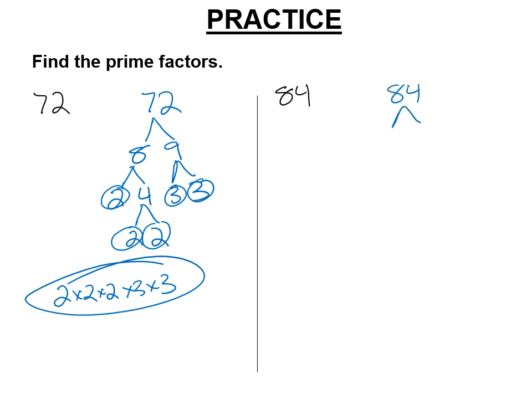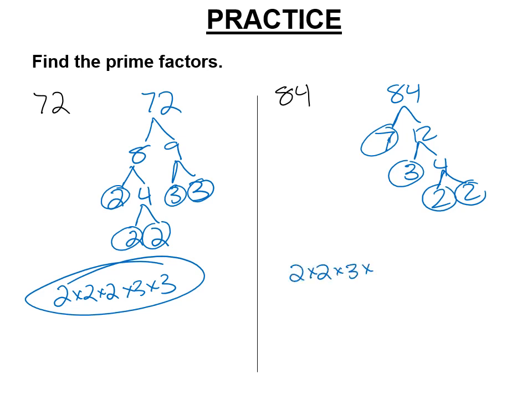84, hopefully you know that 7 times 12 is 84. And then 7 is prime. And so 12, we have 3 times 4, and then 2 times 2, and then once again we're going to put it in order from smallest to largest, and that's what you get as the prime factors of 84.